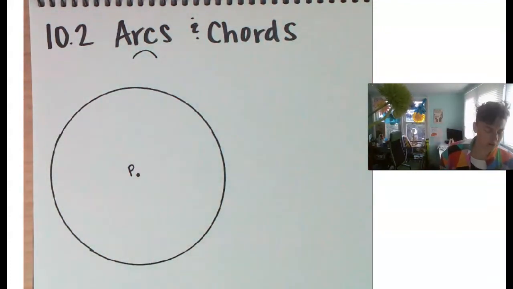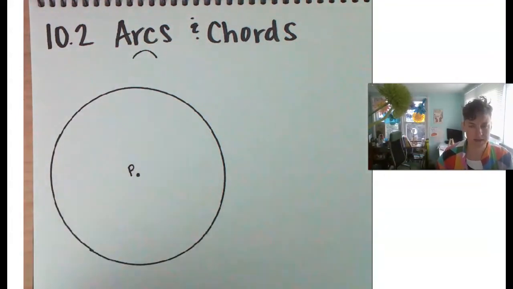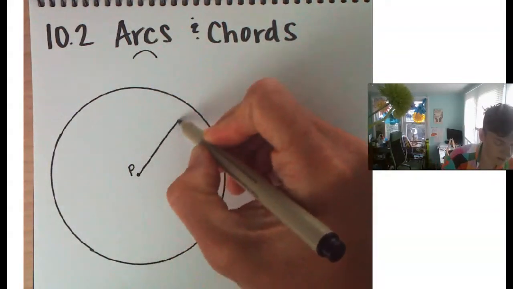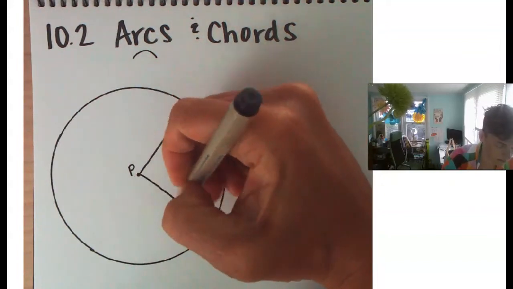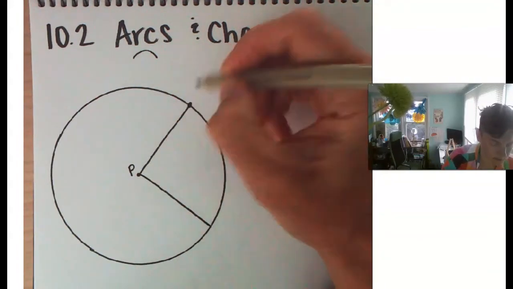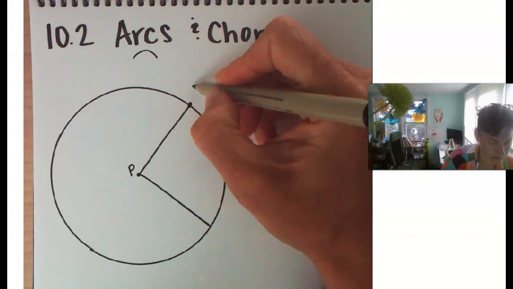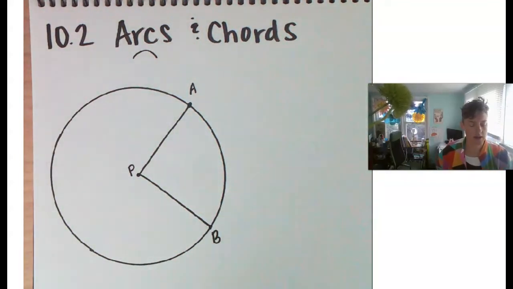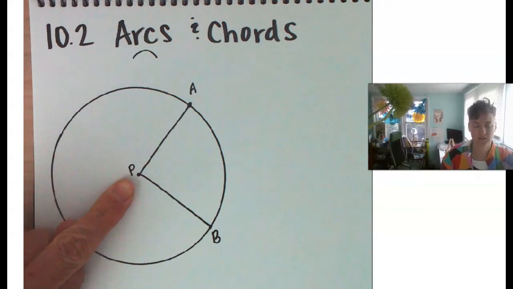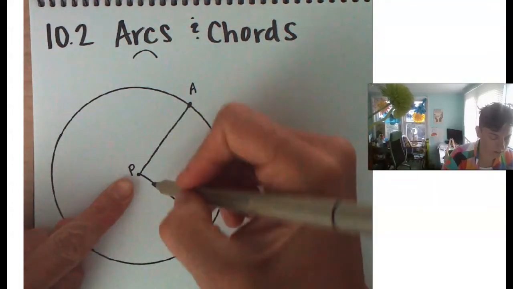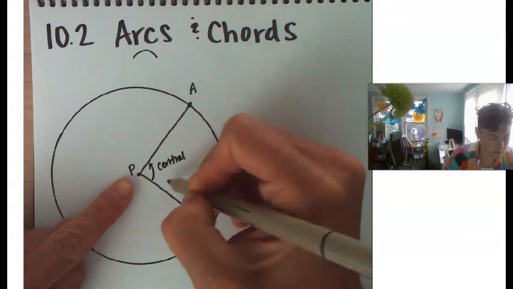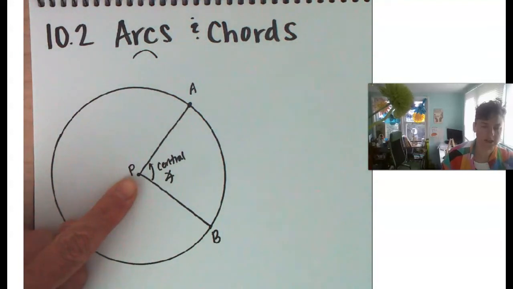So we've got this circle P. It's called circle P because it's centered at P. And let's make an angle off of that center. And we'll say the intersection with the circle is A and B. So since we made an angle that's based off of the center, this is called a central angle. Central angle, where the vertex is the center.